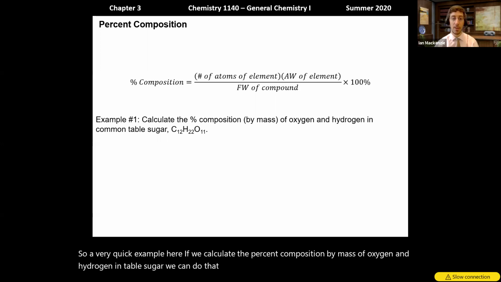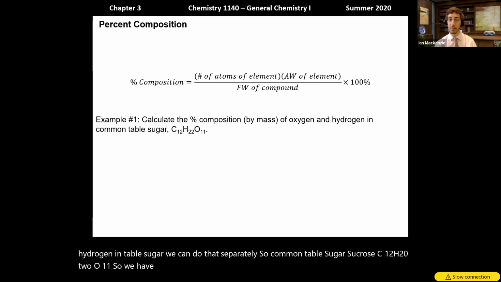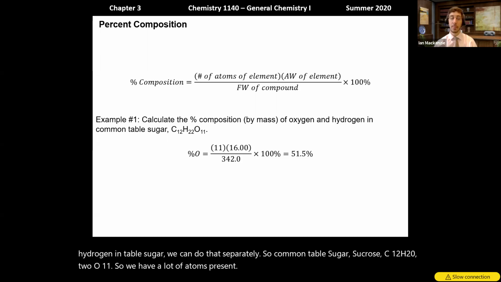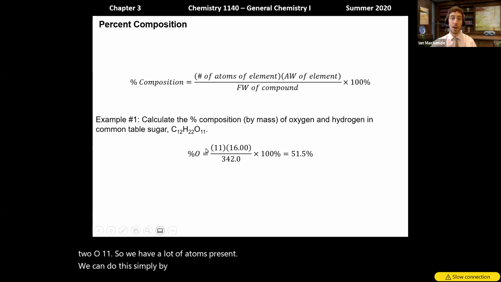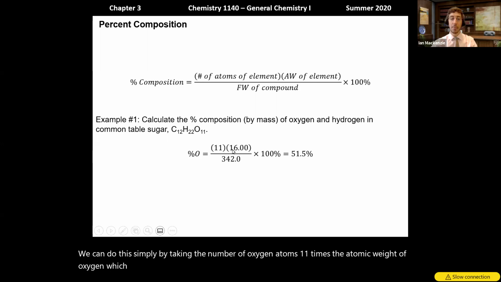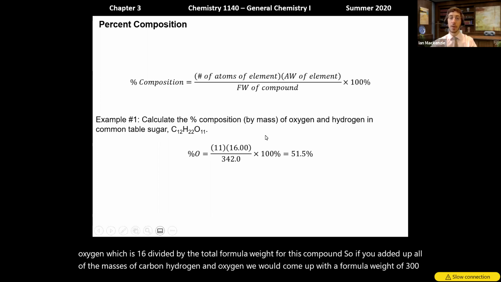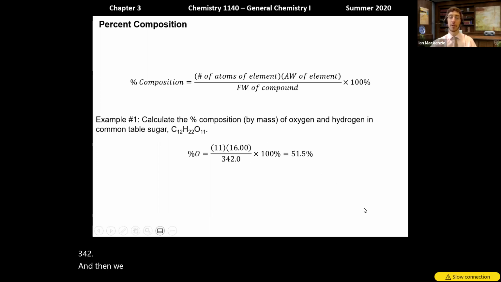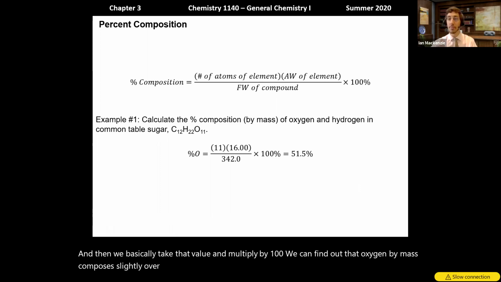So common table sugar, sucrose, C12H22O11. So we have a lot of atoms present. We can do this simply by taking the number of oxygen atoms, 11, times the atomic weight of oxygen, which is 16, divided by the total formula weight for this compound. So if you added up all of the masses of carbon, hydrogen, and oxygen, you would come out with a formula weight of 342. And then we basically take that value and multiply by 100%. We can find out that oxygen by mass composes slightly over 50% of this molecule.